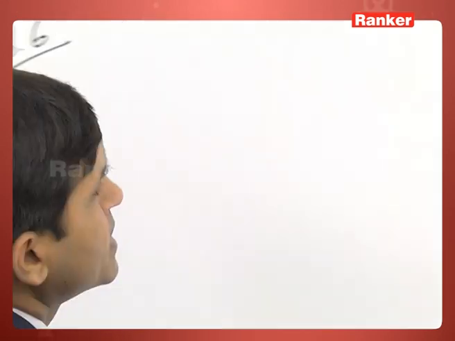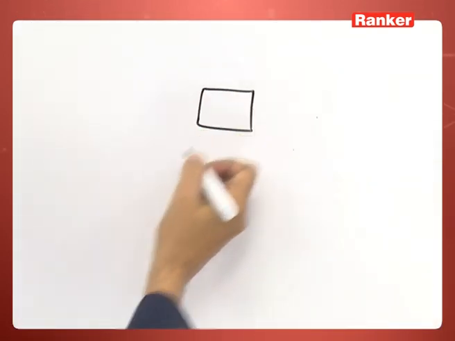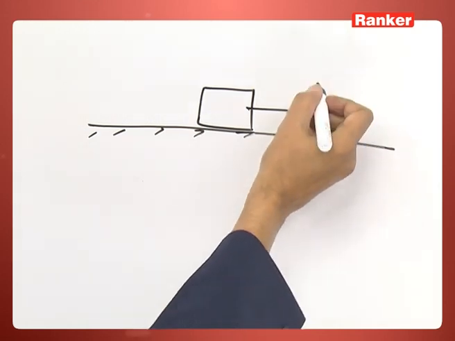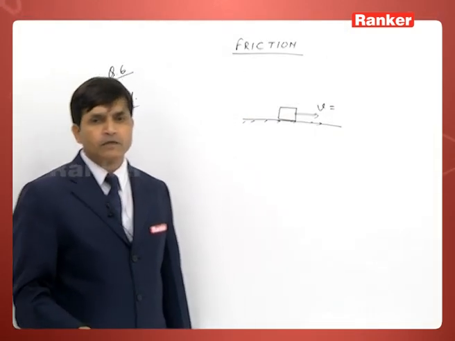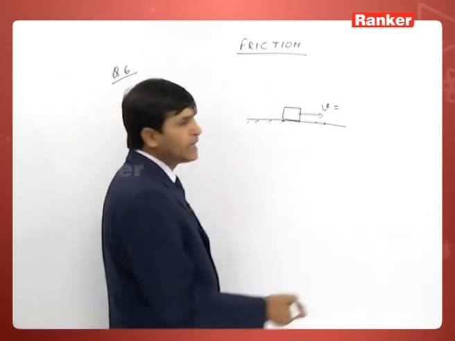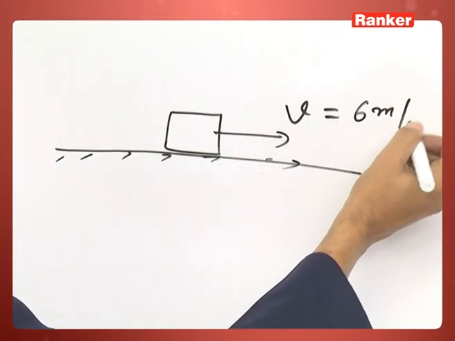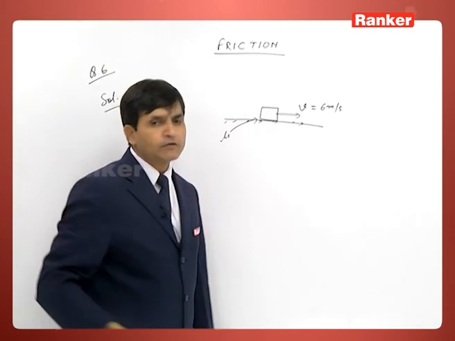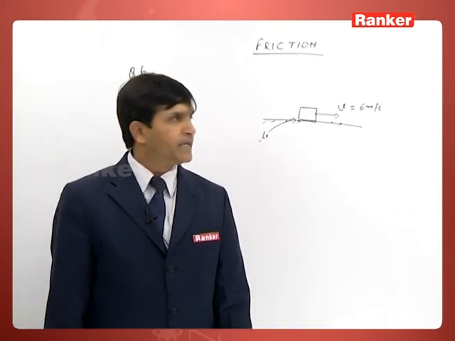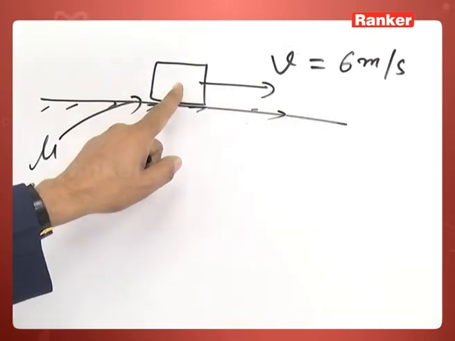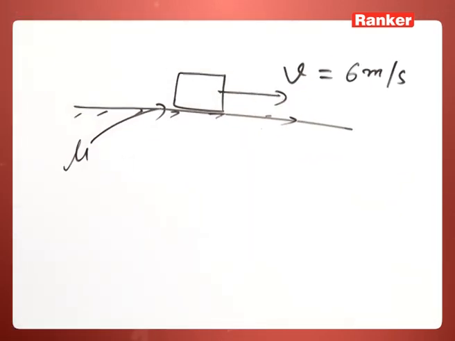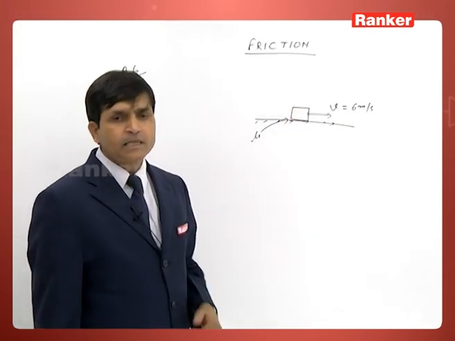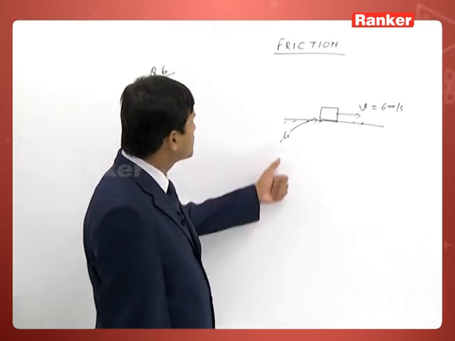The question is that, let this be a block and this block is lying on ice, and this block has been given a certain velocity v, which is equal to 6 meter per second. There is a friction between the ice and the block. Let the friction coefficient be mu, which we have to determine. If the block is moving with velocity 6 meter per second, then because of the friction of ice, the block will come to rest after 5 seconds. So we have to find the value of mu.